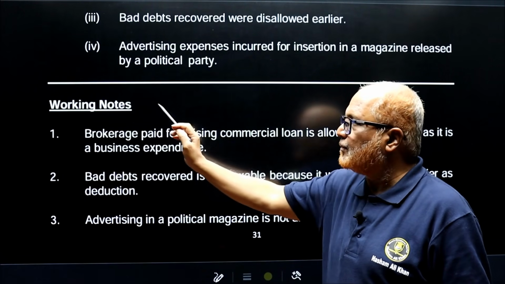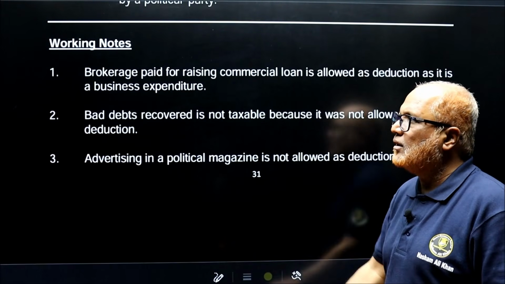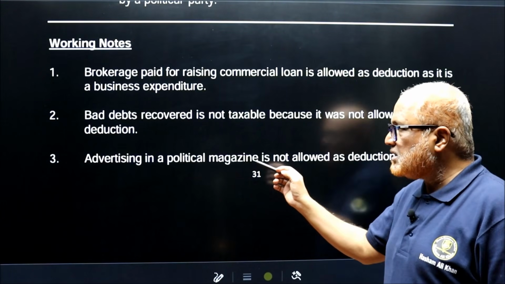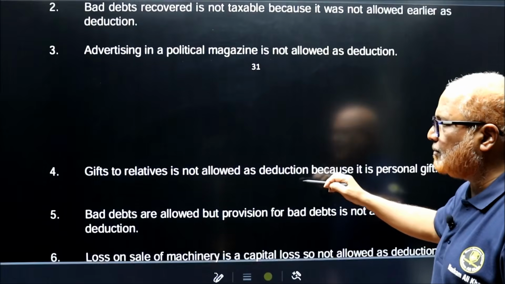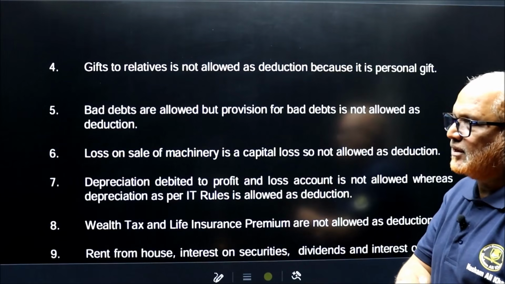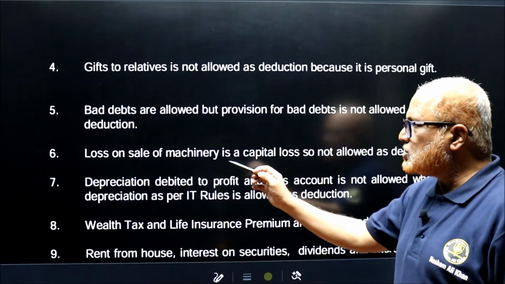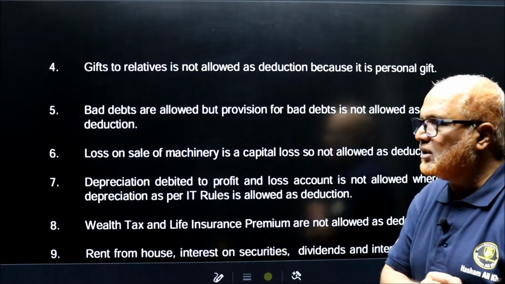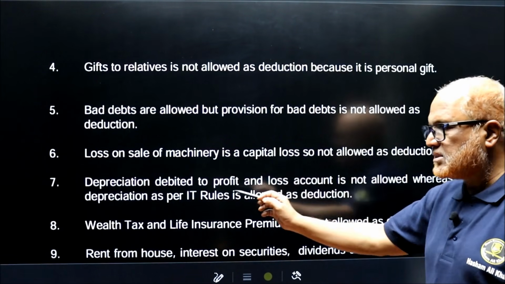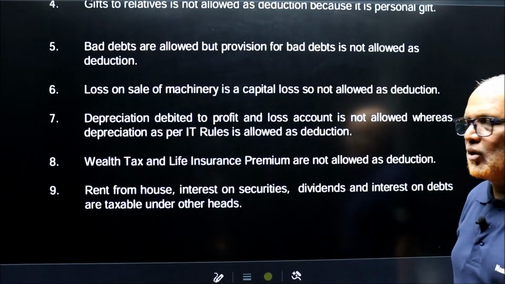Now we are coming to the answer. Brokerage paid to raise commercial loan is allowed as deduction as it's a business expenditure. Bad debts recovered is not taxable because it was disallowed earlier. Advertising in a political magazine is not allowed as deduction. Gift to relative is not allowed as deduction because it's a personal gift. Bad debts are allowed, but provision for bad debts are not allowed. Loss on sale of machinery is a capital loss. It is not allowed as deduction. Depreciation debited to profit and loss account is not allowed, whereas depreciation as per IT rules is allowed. Wealth tax and life insurance premium not allowed.